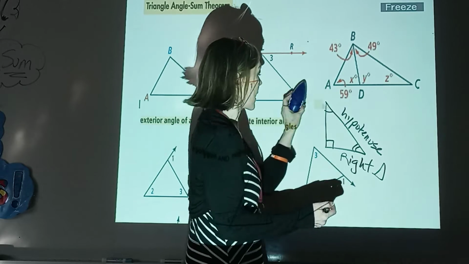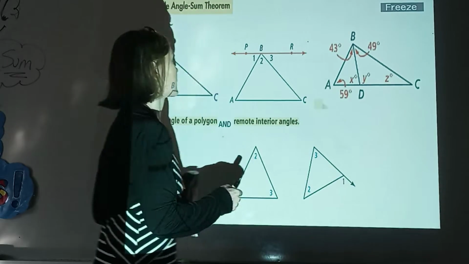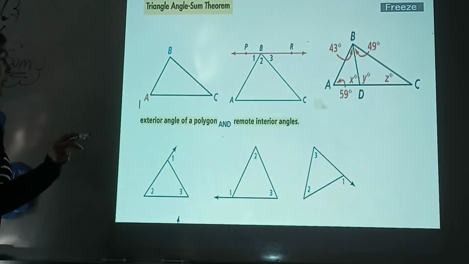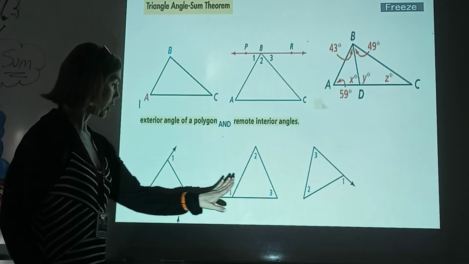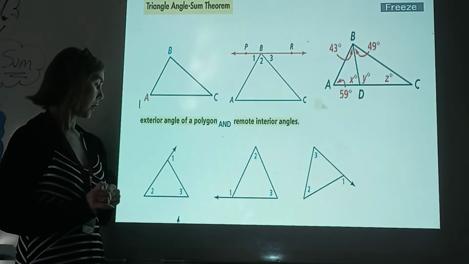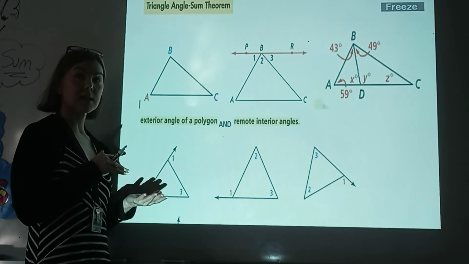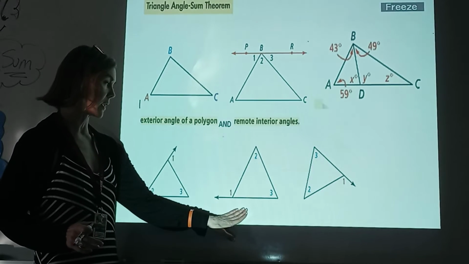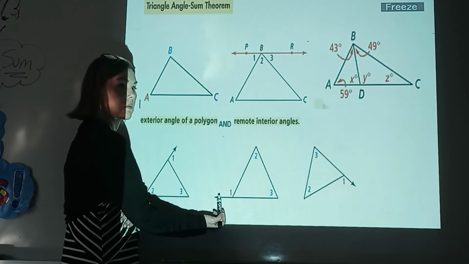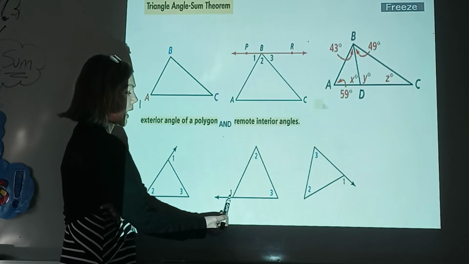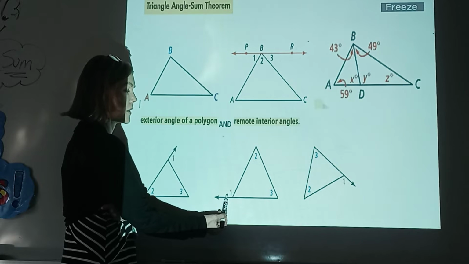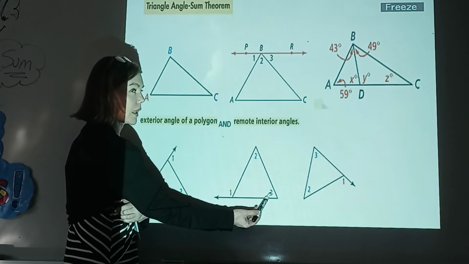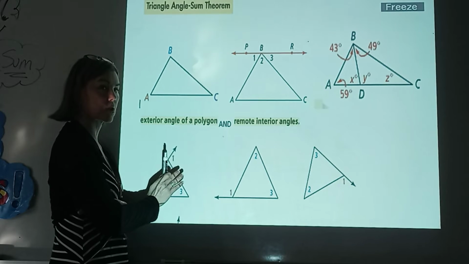So let's look at our example here, okay? Well, actually, before we look at the example, I want you to look at these three examples here, okay? We have, like I just said, interior and exterior angles. Let's look at this middle one here. You can see that angle 1 is here on the outside of the triangle. And they've labeled angle 2 and 3 on the inside of the triangle.